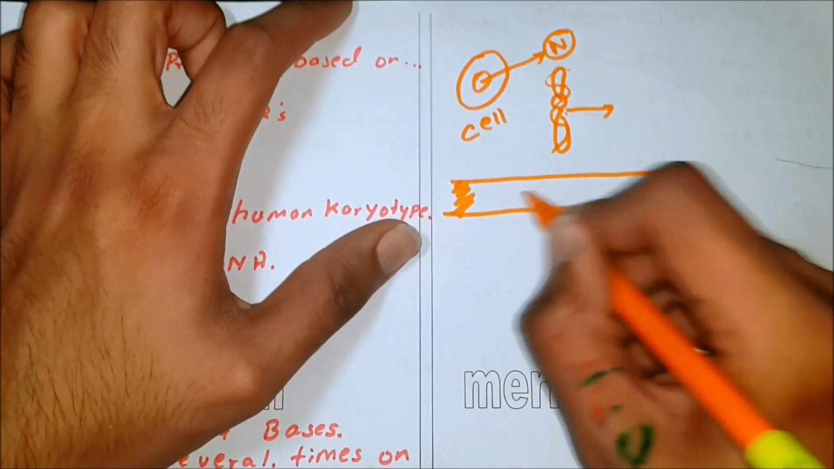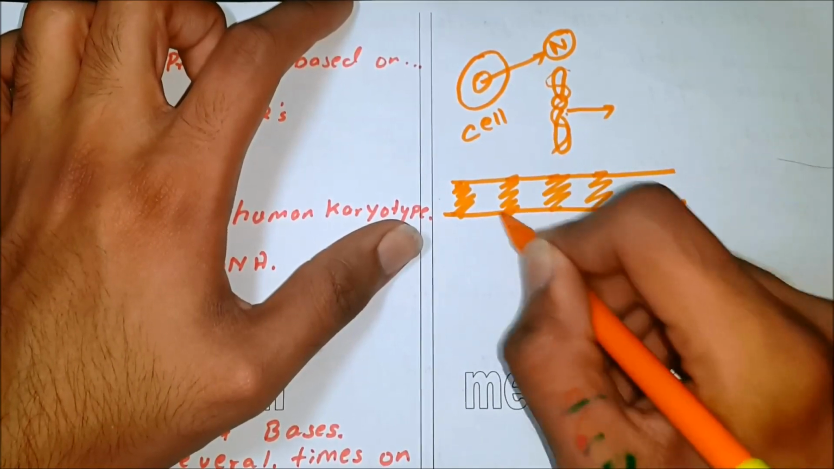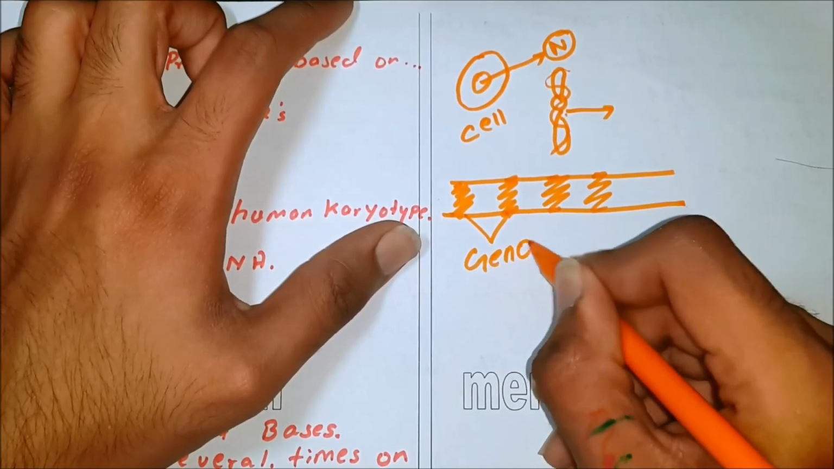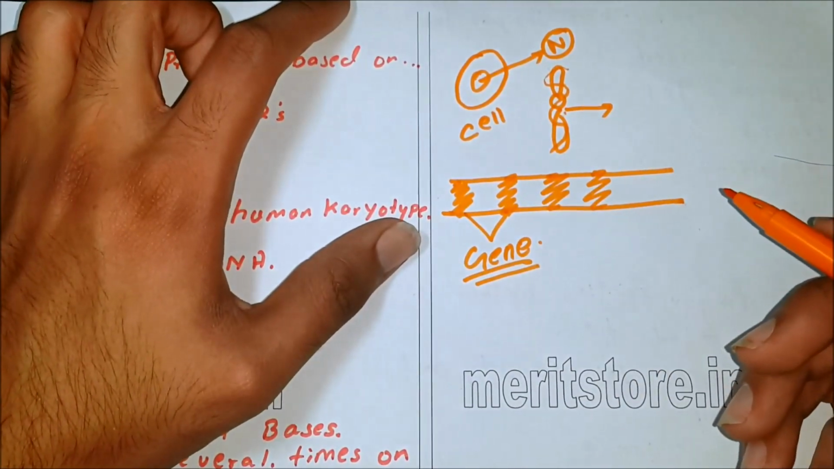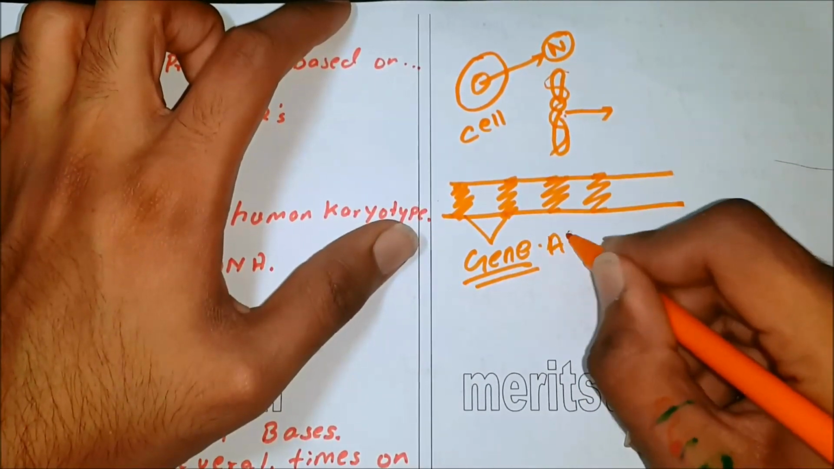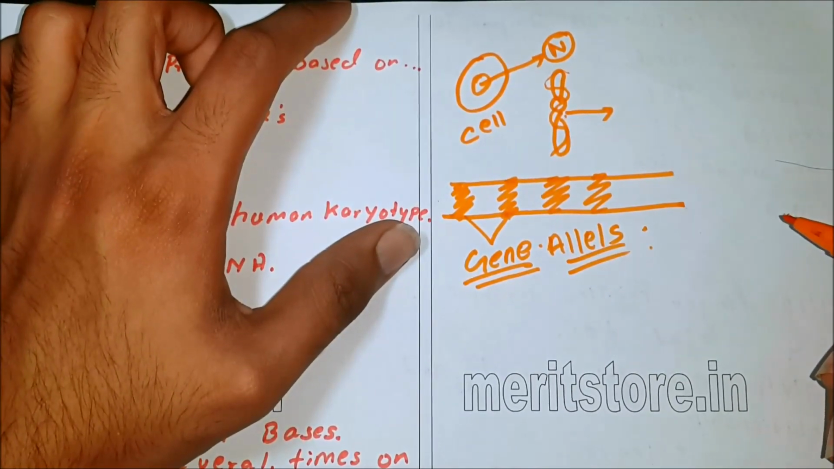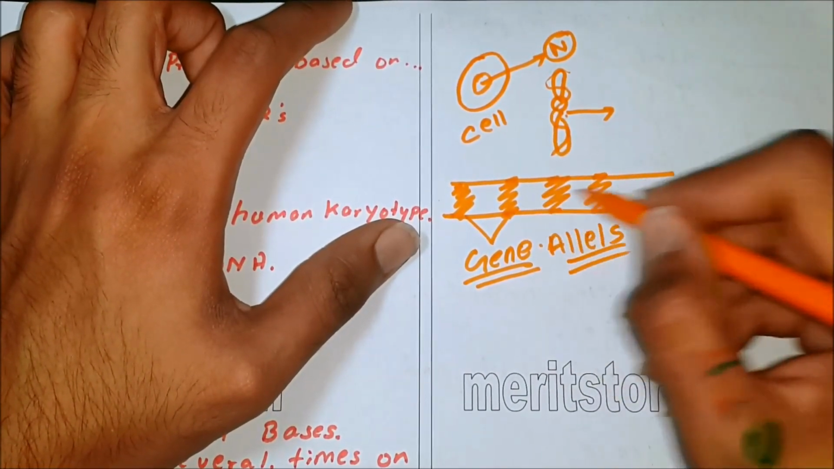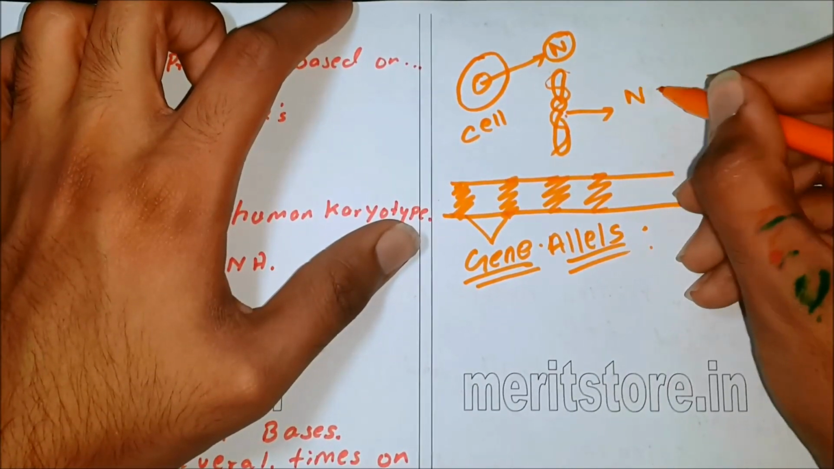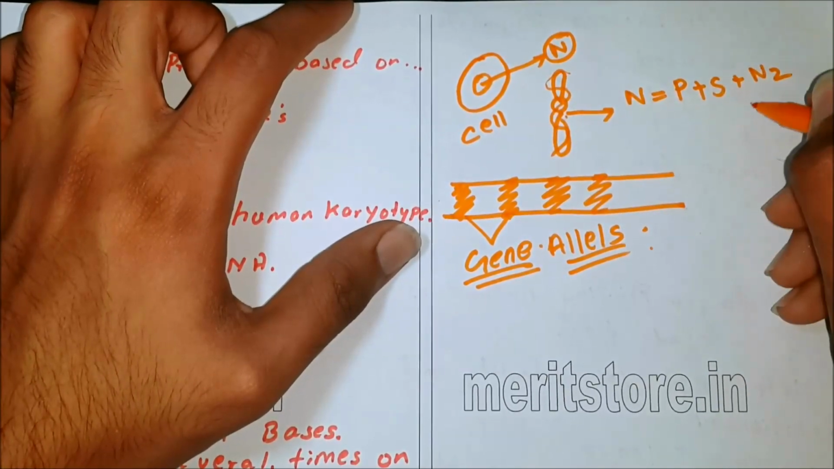Now there are specific segments on the DNA. These segments are called genes. These genes are present in almost all individuals. The only difference is the alleles that an individual will have, which will make him different from the other. DNA is made up of nucleotides, and a nucleotide is made up of phosphate, sugar, nitrogenous bases.